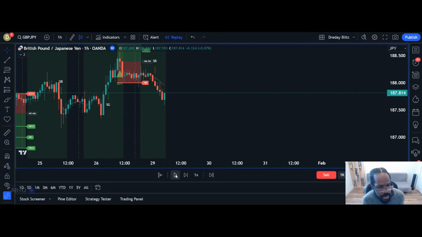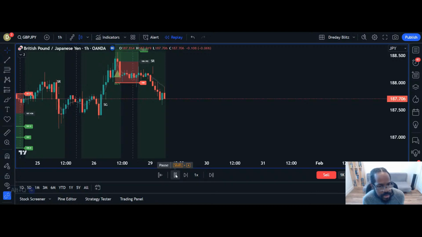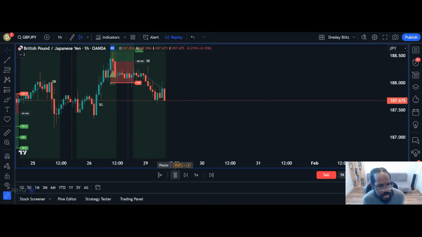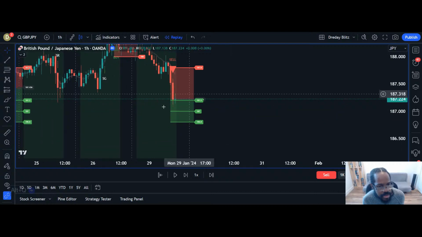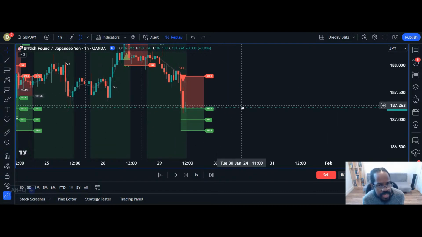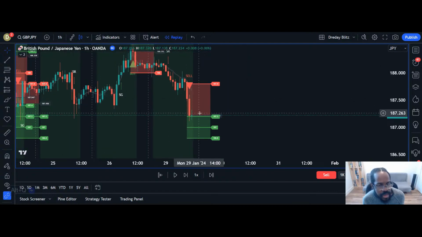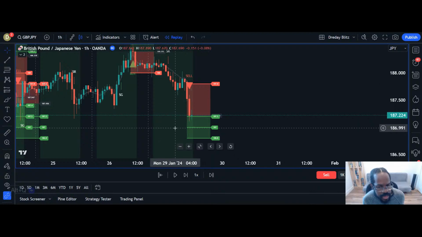Okay, so I'm going to continue the replay and see what happened afterwards. All right, so this candle here at the open of this candle Monday, at 11 a.m. yesterday morning, my time, we had a sell signal. Okay, so since you have a SR and you have a sell signal off of the H1, you're able to go in the lower time frame and take entries off of the 15 minutes, because usually that's what we do.